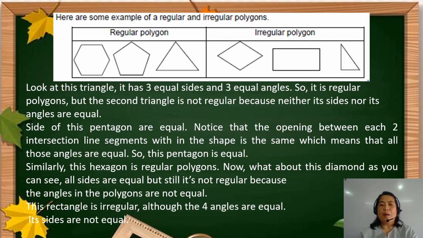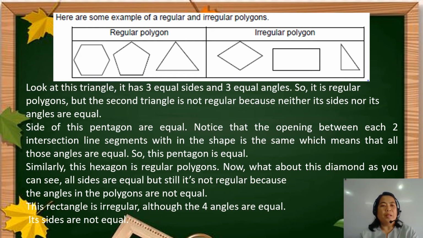Here are some examples of regular and irregular polygons. Look at this triangle. It has 3 equal sides and 3 equal angles. So it is a regular polygon. But the second triangle is not regular because neither its sides nor its angles are equal. So ang regular, equal sides and equal angles. Ang irregular, it has no equal sides.